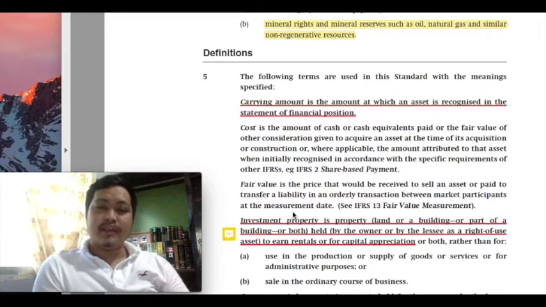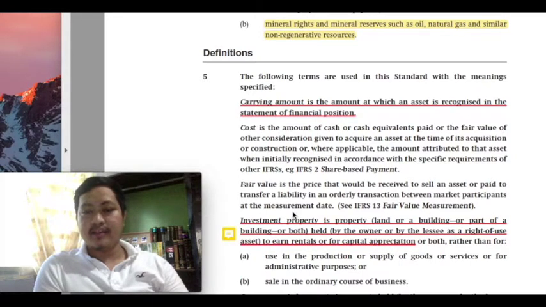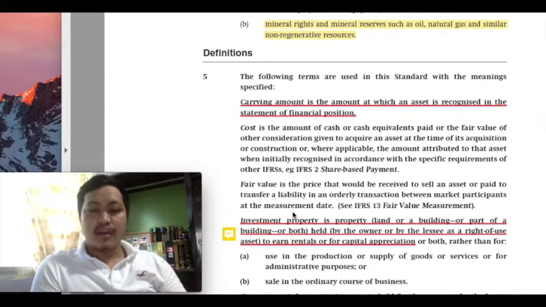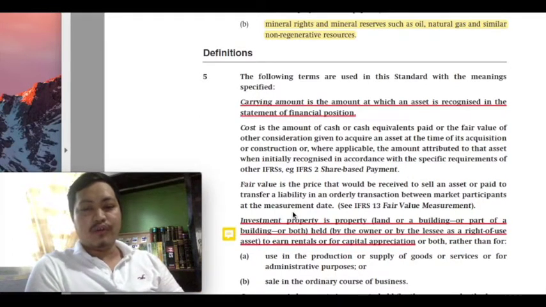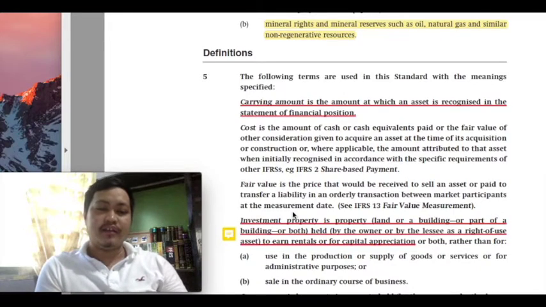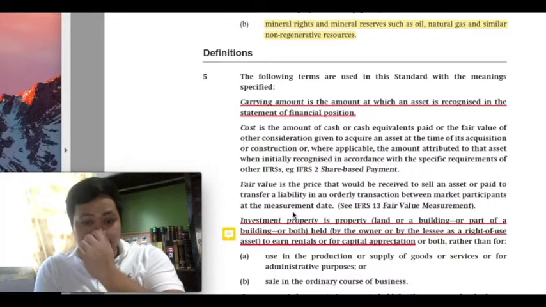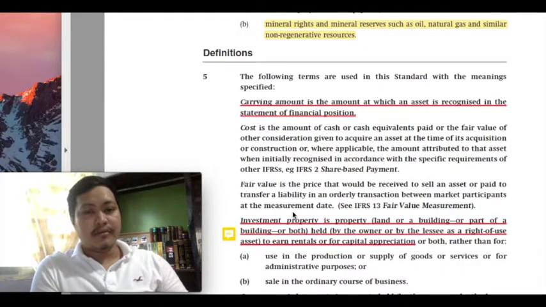So investment property is property, land or building, or part of a building, or both, held either by the owner or by the lessee as a right of use asset to earn rentals or for capital appreciation, or both, instead of being used in the production or supply of goods or services, or for administrative purposes, or for the sale in the ordinary course of business. So at this point, class, it's very clear that only two kinds of assets, class, can be considered as an investment property. It's either land or building.